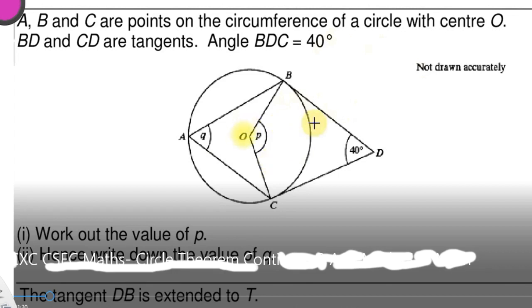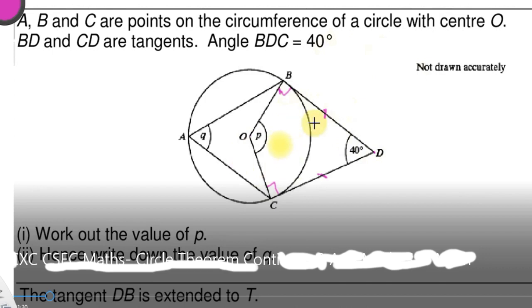First of all, we have the dual tangent. There are two tangents from this common point D to the circle at B and C. If two tangents are drawn from a point outside a circle to the circle, then the lengths of the two tangents are equal. So this line is equal to this line. And this is the radius, the center of the circle, this is the radius. The radius and the tangent always meet at a right angle, 90 degrees. So this is 90, and this is also 90 degrees.